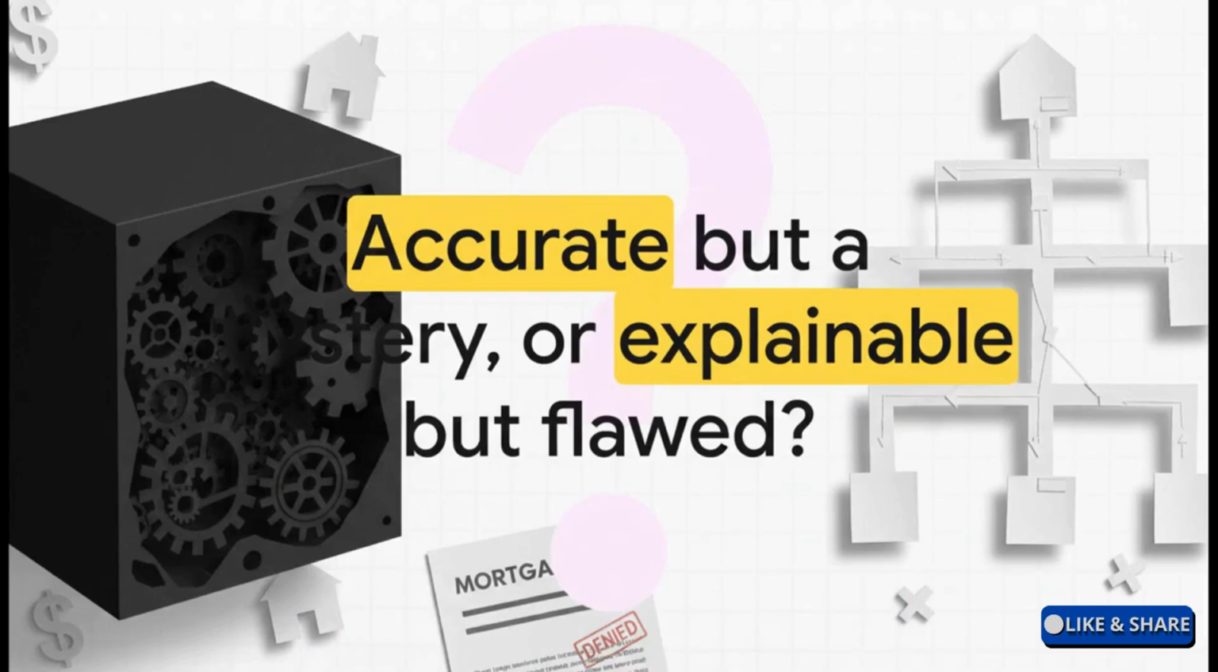So imagine for a second an algorithm denies your mortgage application. What do you want? Would you rather have a system that can explain exactly why it rejected you, even if it's occasionally wrong? Or would you prefer a highly complex black box that is 99.9% accurate, but absolutely no human alive can explain its underlying math, right? That is the exact tension we're unpacking today.